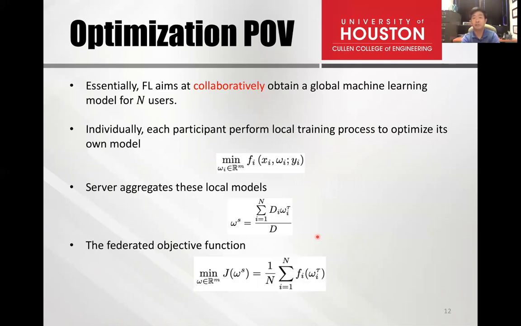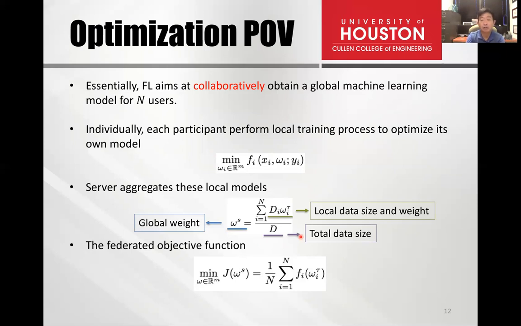And here the second perspective is from the optimization perspective. And essentially, federated learning aims to collaboratively obtain the global machine learning model from end users. And for individual user i, they will get the data y and then they have the label x_i, and then they train their own kind of gradient omega_i. And then the server will just aggregate their overall weights, weighted by the total data size.